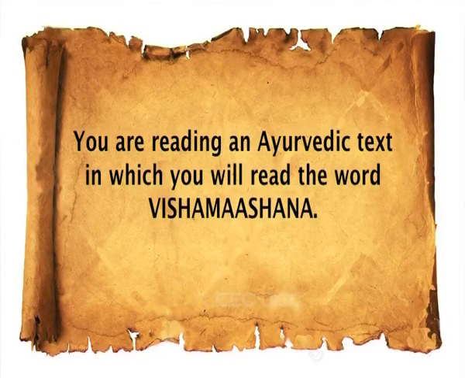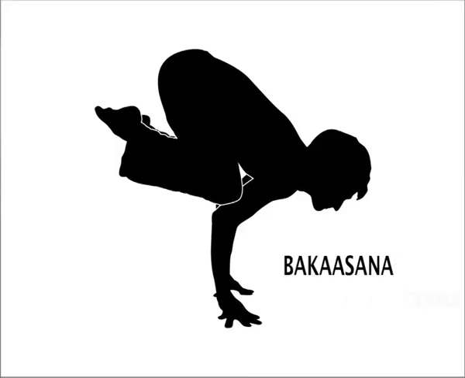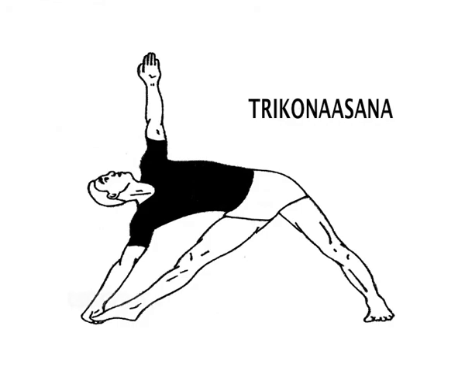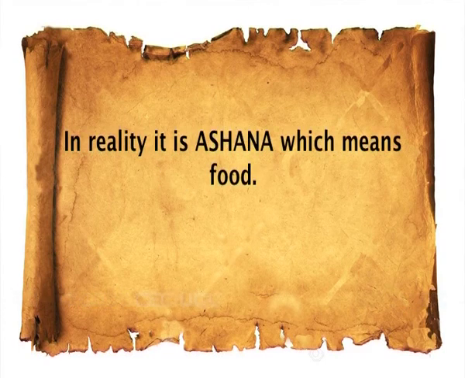You are reading an Ayurvedic text in which you will read the word Vishamashana. If you are not familiar with Ayurveda, there is every possibility that you may think that the letter Sha in the part Ashana is actually Sa, because it deals with asana, a yogic posture like Bakasana, Trikonasana and the like. But your assumption is not correct. The word asana doesn't have any place here. In reality, it is ashana, which means food.